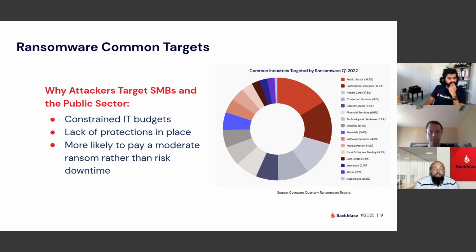So what are some of the common ransomware targets? As you can see from the slide here, public sector and professional services are some of the biggest, right? Those companies make up the majority of businesses in the United States and around the world. So they're going to target those customers first, because those customers probably have less security on their network and are probably the ones that are going to pay to get their data back.